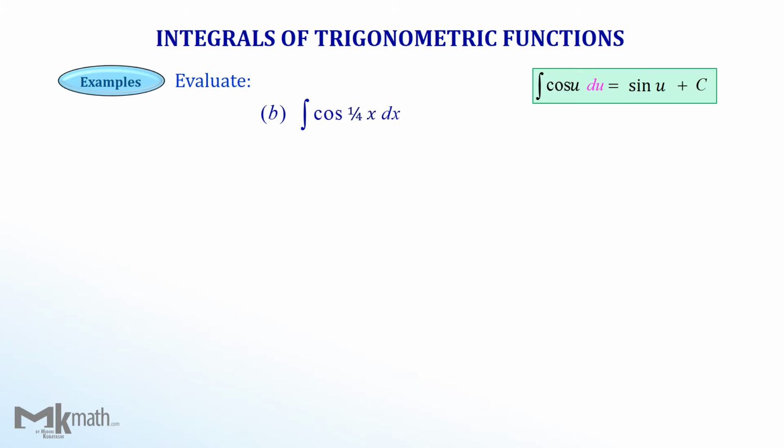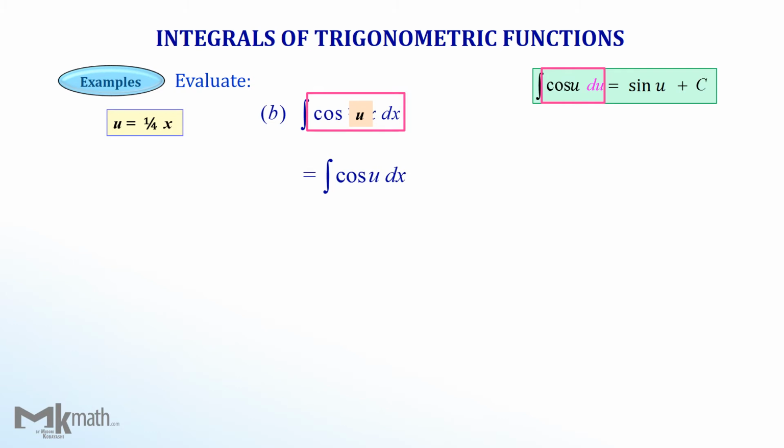Let's take a look at the next example. Evaluate the integral of cosine 1 over 4th x dx. First, we need to match up the integrand with the left side of the formula. 1 over 4th x should be u.